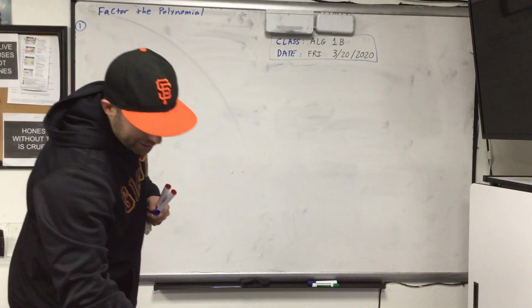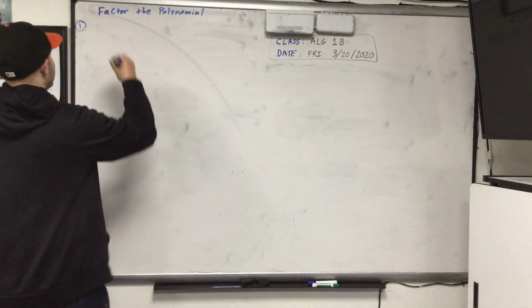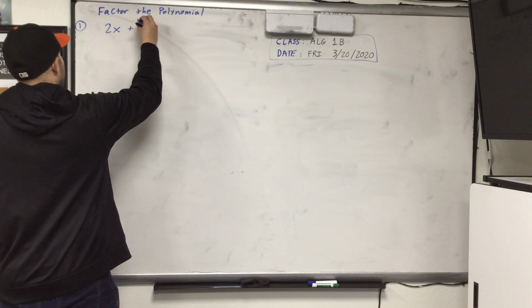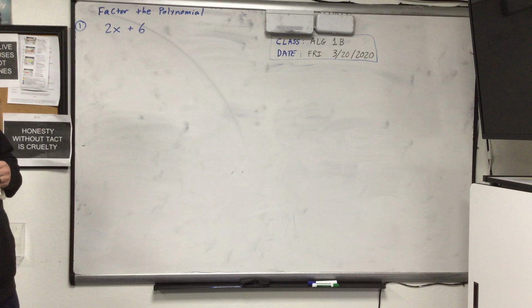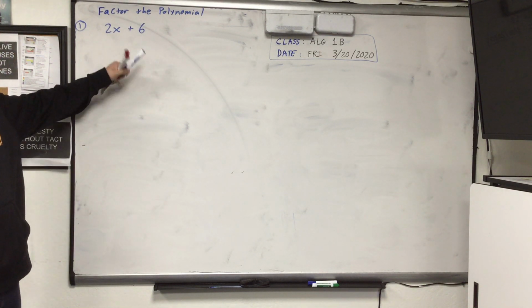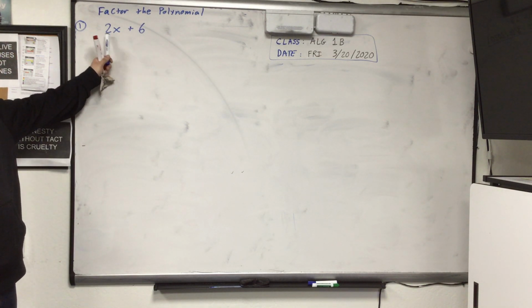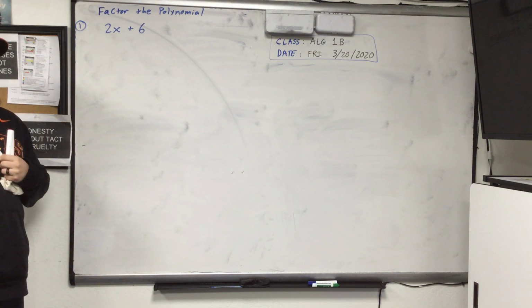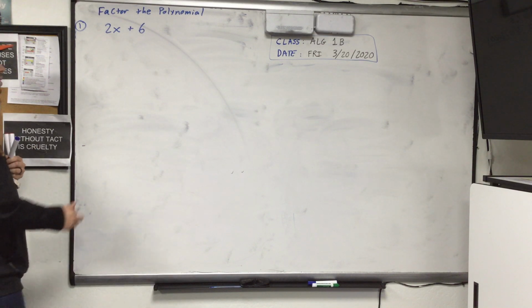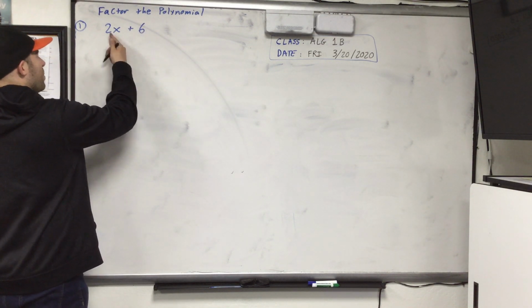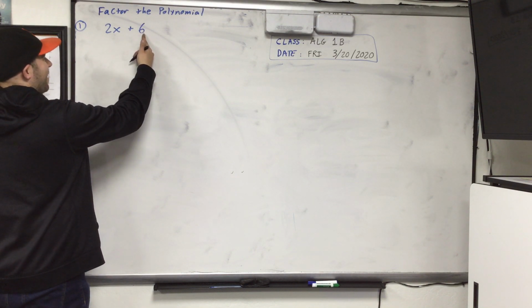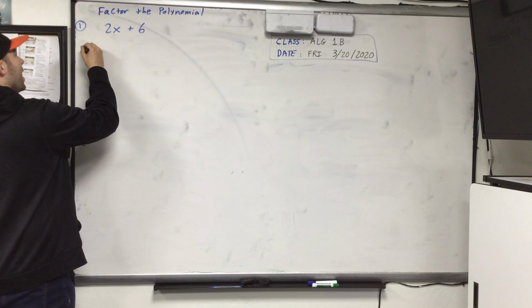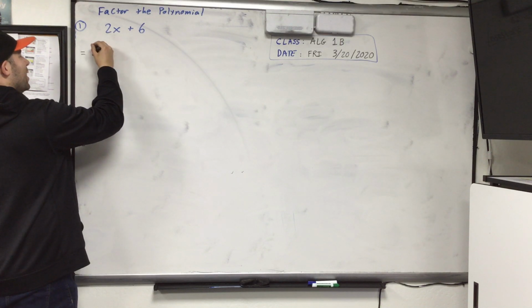So let's say I've got something like this, 2x plus 6. I call these jumping jacks kind of problems because they're like little warm-ups for the bigger picture. So 2x and 6. Well, I look from left to right. Whole numbers. What's the GCF of 2 and 6? Well, it's 2. And do we have another variable in common? 2x has an x, but 6 is just a constant. It does not have a variable. So the GCF of 2x and 6 is just 2.